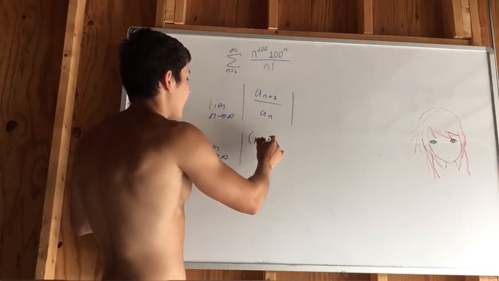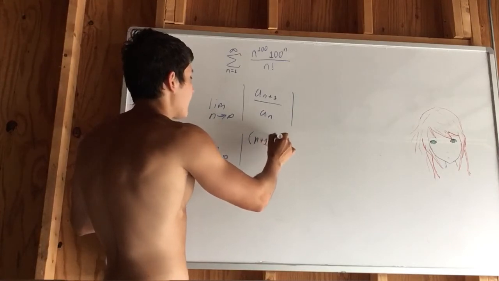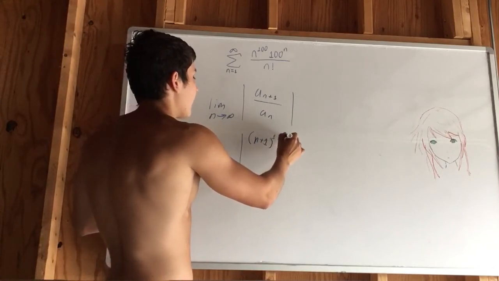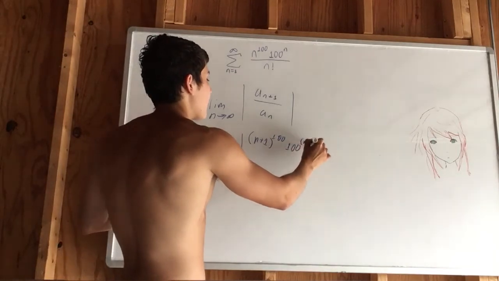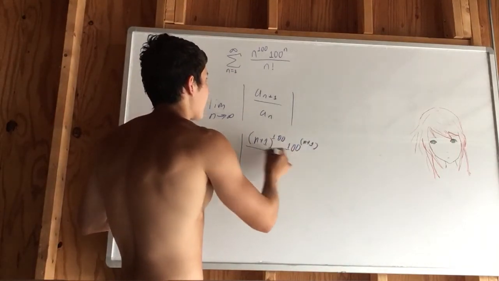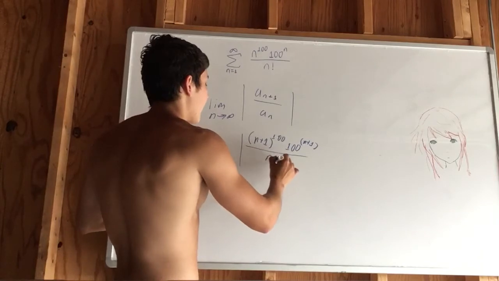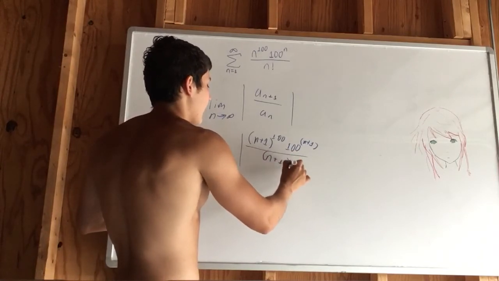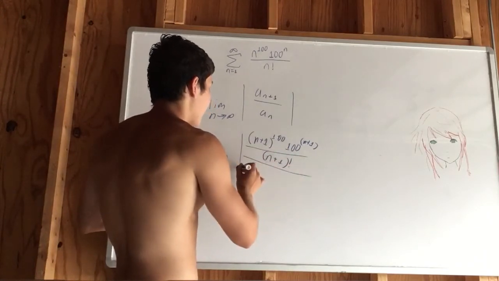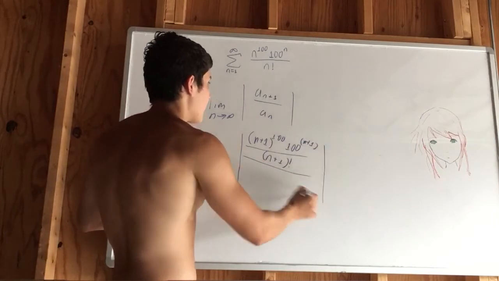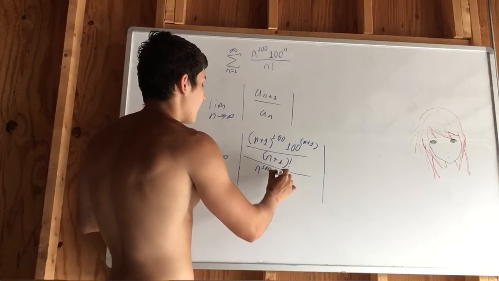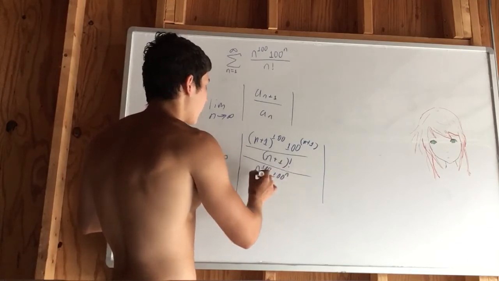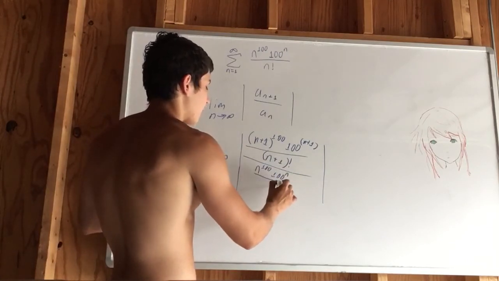So we're just going to plug in n plus 1 wherever we see an n for the numerator of this thing. 100 to the power of n plus 1. This is our numerator, n plus 1 factorial, and our denominator is going to be unchanged. So this is n to the power of 100 times 100 to the power of n over n factorial.